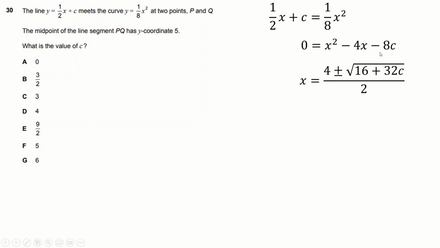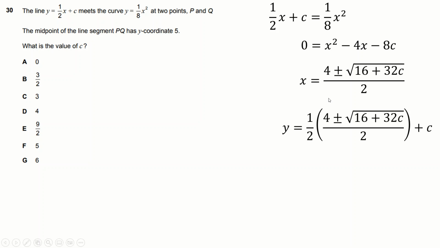And then what I said was, okay, well, let's solve this. I can just use the quadratic formula for that, right? Minus b is just 4, b squared is 16, plus 4 times 8 times c. Okay, so that's my x solutions. And if I put them back into here, I can find my y solutions. So my y solutions are just half of each of those plus c.